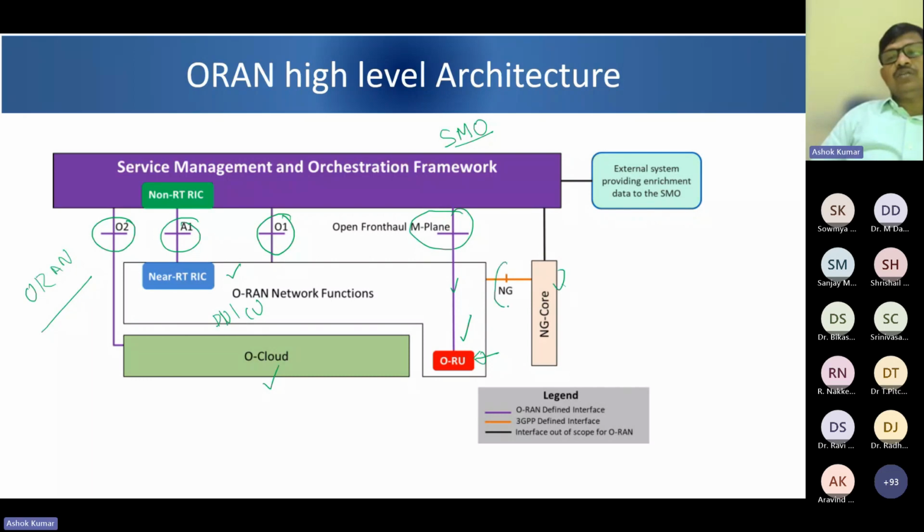Now from the BTS, you have to connect to the core. Those are called NG interfaces, next generation interface, which are defined by 3GPP. There is a legend given showing which is 3GPP defined and which is O-RAN defined. How the SMO can manage the core is not defined by O-RAN, so this is not in the scope here.